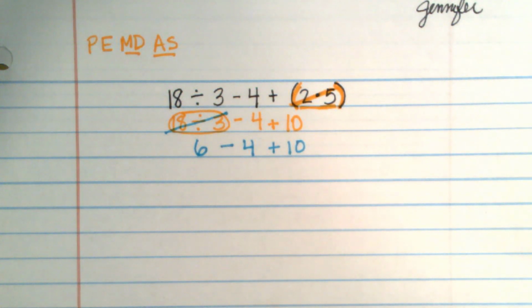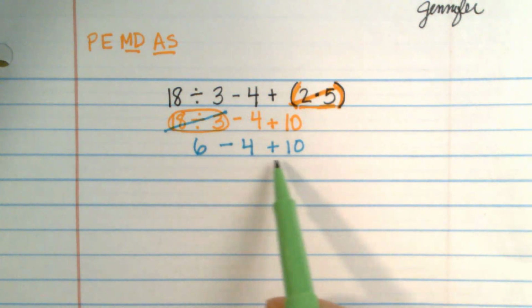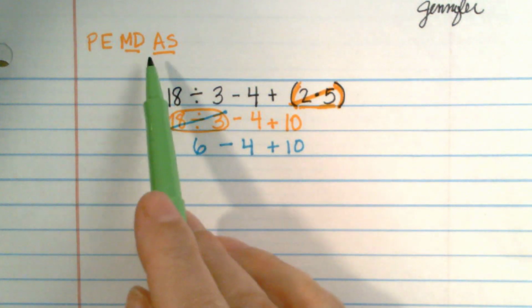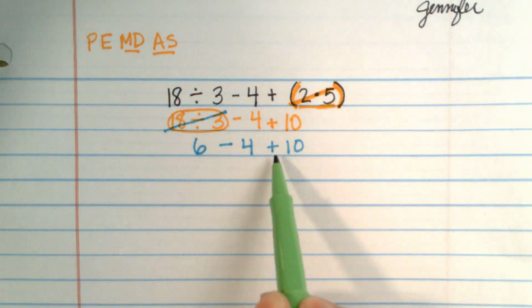Okay, I need to figure out what operation is next for me to do. Do I have any more multiplication or division in this problem? No, I don't. So now I move to addition and subtraction. I do. I have a subtraction and addition in this problem. Which one should I do first?